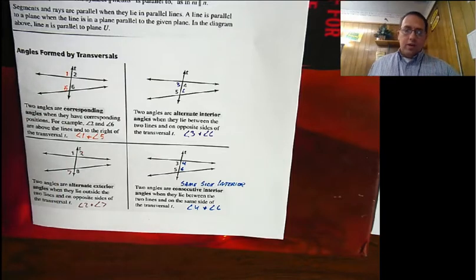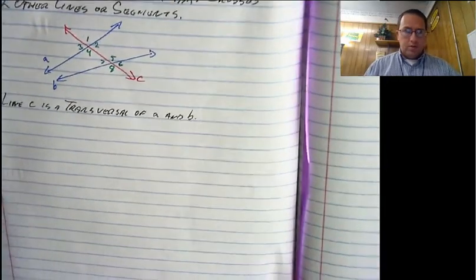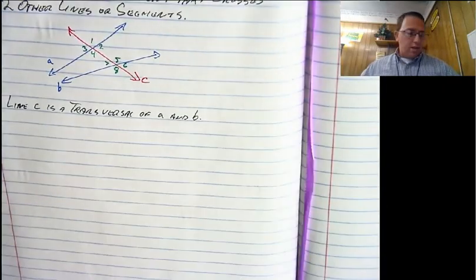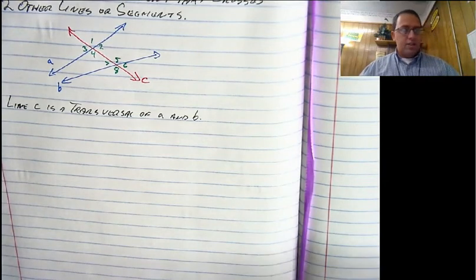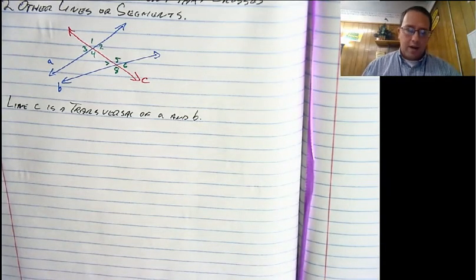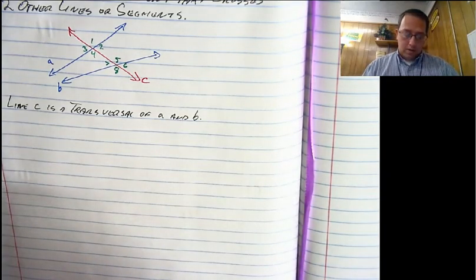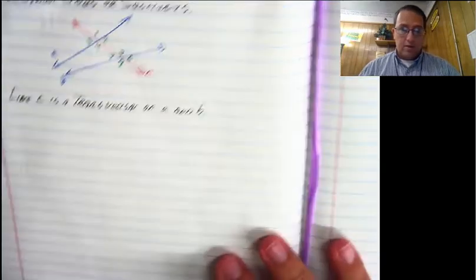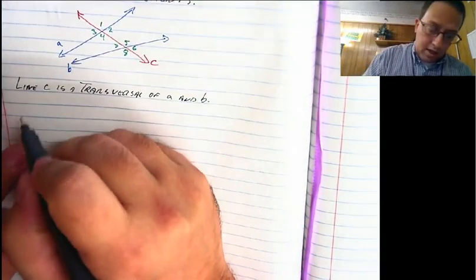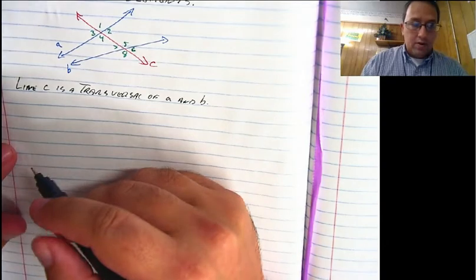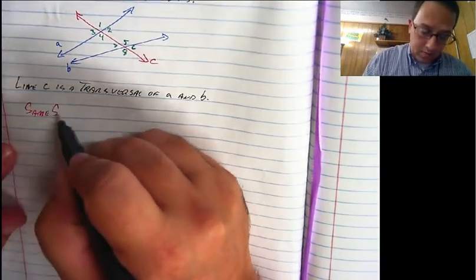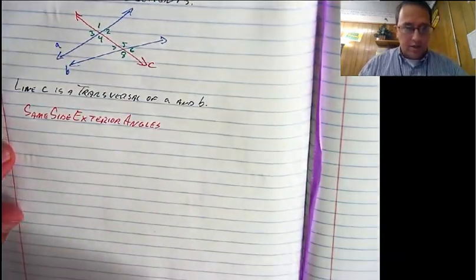Now, there is one other angle relationship here from transversals, which for some reason my book doesn't include, but I'm going to give it to you anyways. And so let's pull up this picture that we just drew over here. And that would be, what if the angles are on the same side, but they are outside of the two lines being cut? Well, if they are on the same side, we can call them same side. And if they are on the outside of the two lines, we will call them exterior. So these would be same side exterior angles.